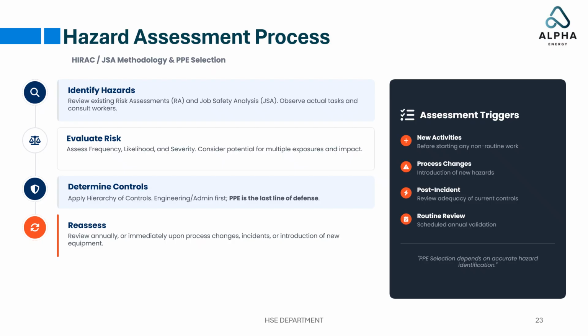The hazard assessment process follows a HIRAC, JSA methodology consisting of 4 primary steps: identifying hazards through reviews and worker consultation, evaluating risk based on frequency and severity, determining controls by prioritizing engineering and administrative solutions over PPE, and conducting regular reassessments. This process is triggered by the start of new activities, changes in processes, post-incident reviews, or scheduled annual validations to ensure that safety measures remain effective and accurate.